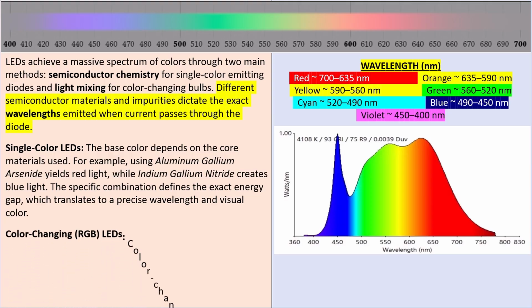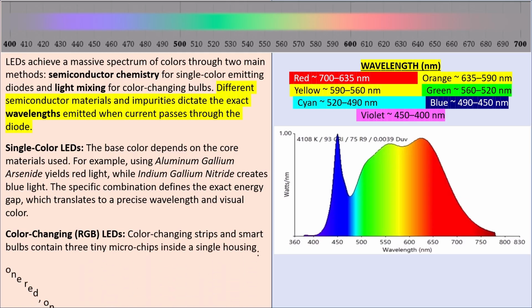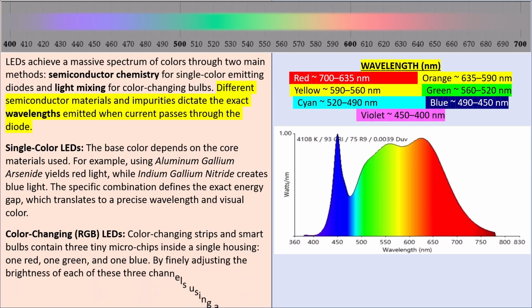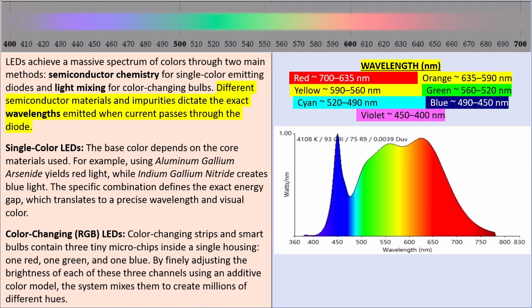Color changing RGB LEDs. Color changing strips and smart bulbs contain 3 tiny microchips inside a single housing, one red, one green, and one blue. By finely adjusting the brightness of each of these 3 channels using an additive color model, the system mixes them to create millions of different hues.